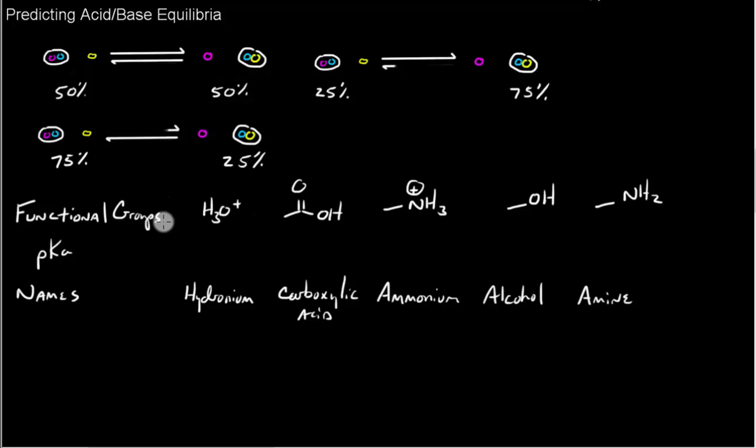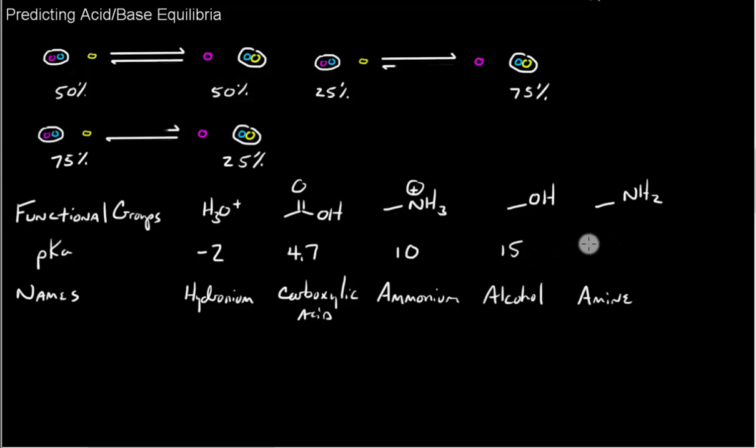If you actually look at the pKa's for these molecules, you'll find that the hydronium has a pKa of -2, and then next up we have carboxylic acid. This guy's pKa is 4.7, and the next, ammonium, its pKa is 10, and then the alcohol's pKa is 15.